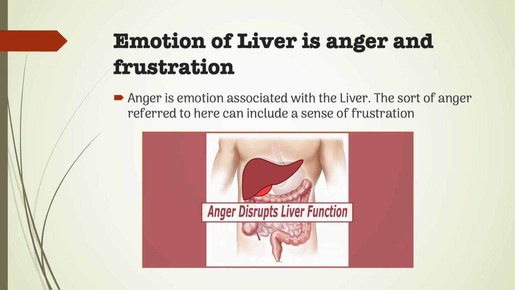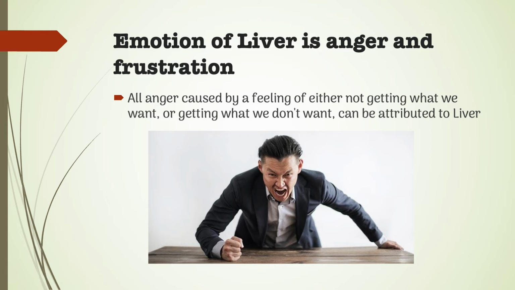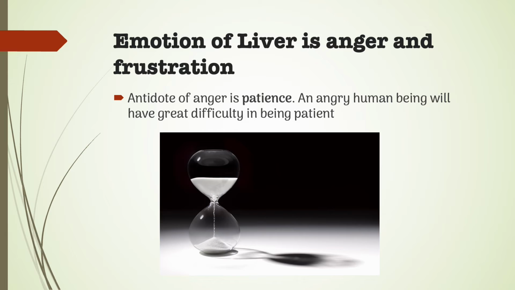Anger is the emotion associated with the liver. The sort of anger referred to here can include a sense of frustration. It is often anger caused by lack of creativity or experience when failing in creative activities, for example, doing artwork or crafts or doing research. All anger caused by a feeling of either not getting what we want or getting what we don't want can be attributed to the liver. The antidote of anger is patience. An angry human being will have great difficulty in being patient.